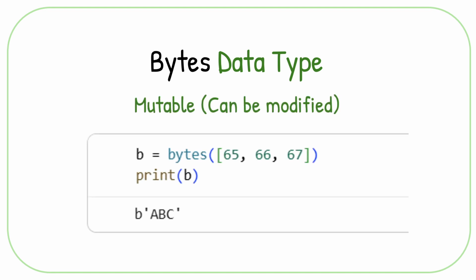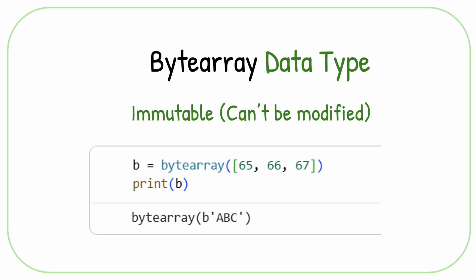So what is the bytes data type here? The bytes data type represents a group of byte numbers just like an array or list does. A byte number is any number from 0 to 255 and not any negative number. We cannot modify or edit any bytes type object. The bytearray data type is very similar to the bytes data type, but the only thing different is that the bytearray data type can be modified.